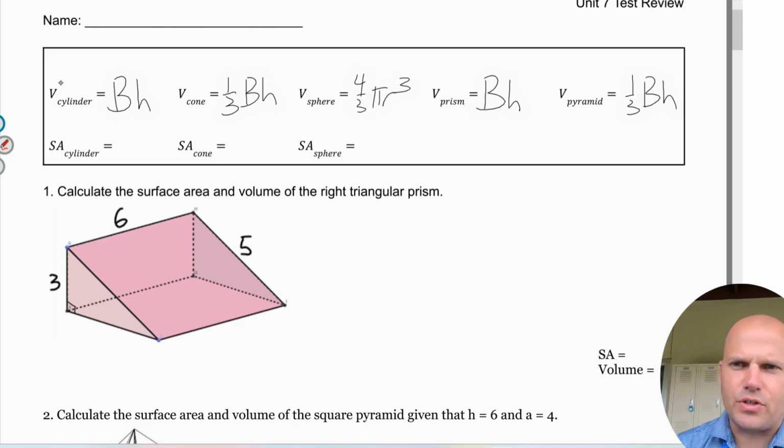Notice the cylinders and the prisms: area of the base times the height. The cone and the pyramid: a third of the area of the base times the height. Cool. Spheres are different, but we get into how the sphere, the cone, and the prism all work together.